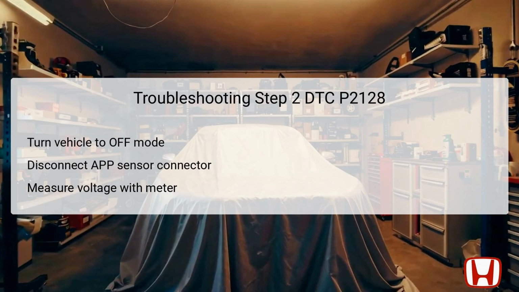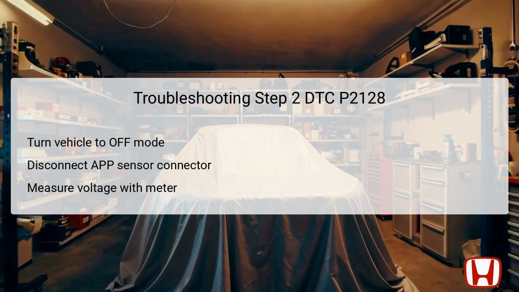Next, the APP sensor 6P connector must be disconnected to measure isolated voltage readings. With the connector removed, turn the vehicle back to on mode and use a multimeter to measure the voltage between test points 1 and 2 of the APP sensor connector. Test point 1 refers to the number 1 terminal of the APP sensor 6P connector, while test point 2 refers to terminal number 2. You should check for approximately 5.0 volts at this stage.